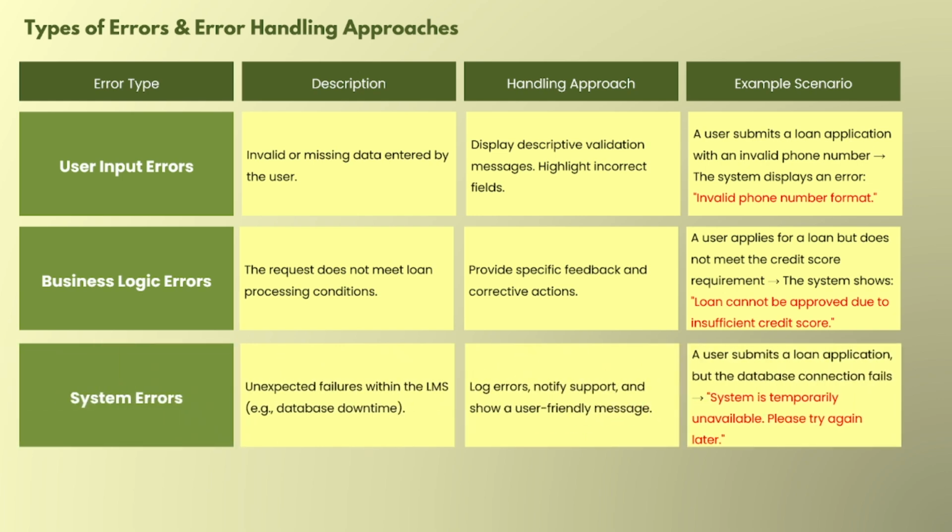Then last is system errors. Unexpected failures may happen within the loan management system. There might be downtime, or a server goes down. Such issues generally happen. So what should the handling approach be: log errors, notify support, and show user-friendly messages to the user that we are working on it. What is the example? A user submits a loan application, but the database connection fails. So the message should be like this: system is temporarily unavailable, please try again later. So the user comes to know that whatever data was provided is correct, nothing is going wrong, the issue is with the system and not from the user side.